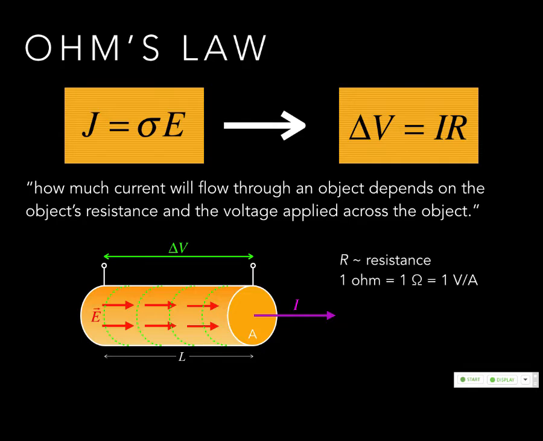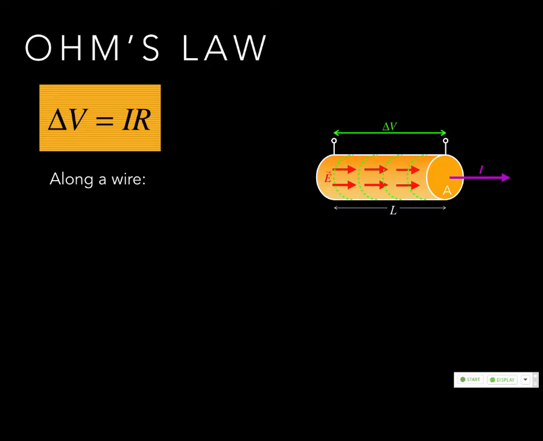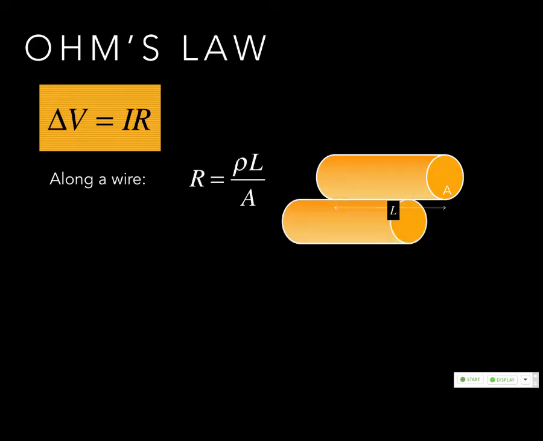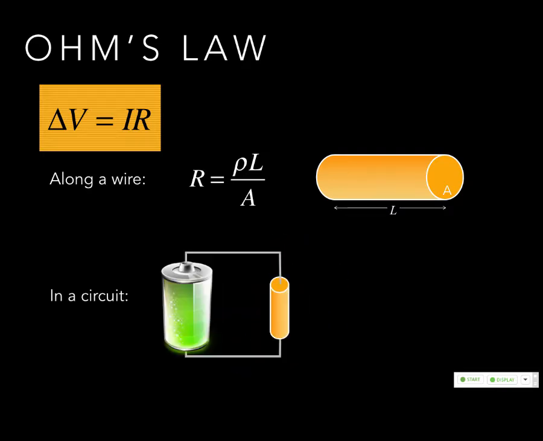So here's our resistance. Remember, resistance is in ohms. It turns out an ohm can be broken down into a volt per amp, which comes from Ohm's law, okay? So here's our Ohm's law. Remember, along a wire, you have a particular resistance. In a circuit, right, we just treat resistors by their resistance. We don't have to go through all of this, okay? That's predetermined. When you get a resistor, you can just read its resistance.